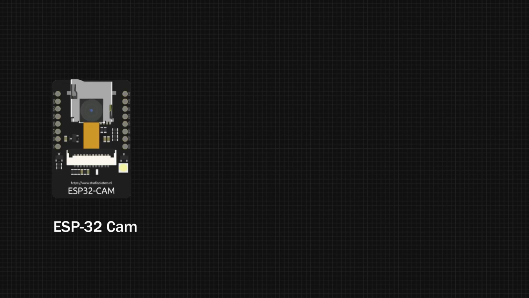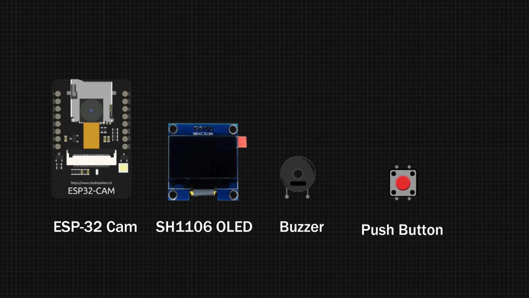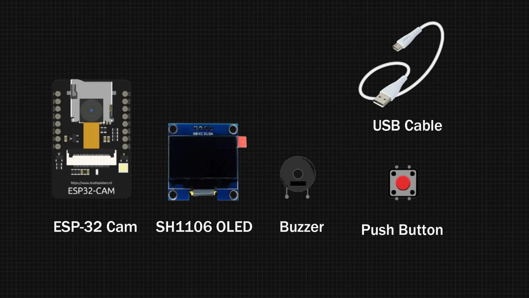To make this project, I am using the ESP32 cam board because it provides a camera module for capturing images along with Wi-Fi support. To display the text, I am using an SH1106 OLED display. Along with that, I am using a buzzer for audio feedback and some push buttons to capture the image and run the AI prompt on it. And to power this project, currently I will be using a USB cable, but if you want to make it more mobile, you can add a battery.